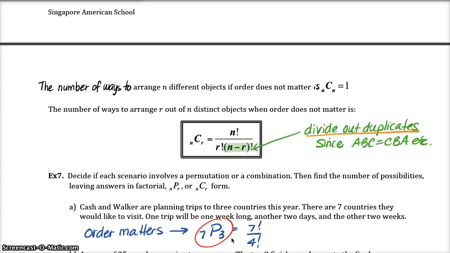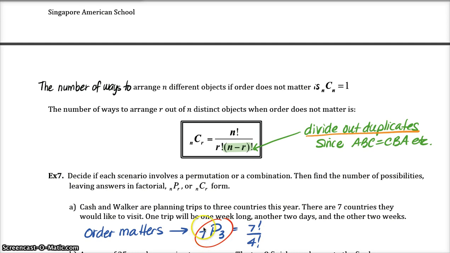Okay, 7a says, Cash and Walker are planning trips to 3 countries this year. There are 7 countries they would like to visit. One trip will be 1 week long, another 2 days long, and the other 2 weeks long. So why are we saying this is a permutation where the order matters and not a combination? Well, it's because of the length of time that they're spending in the countries. If you spend 1 week in a country versus 2 days, we are saying your experience would be different. If you get 2 weeks in a country versus 2 days, that experience in that particular country is going to be different because you have more time or because you have less time.